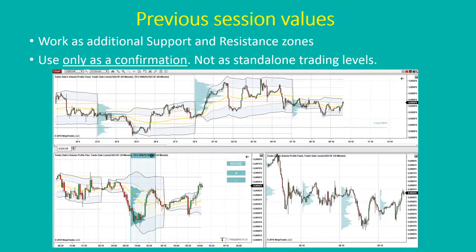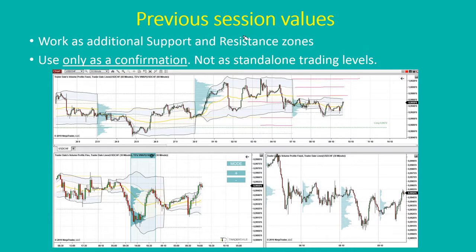Now maybe you've noticed on some of the pictures that there were some straight lines, like for example this yellow line, or this gray line, or this one, or those lines.